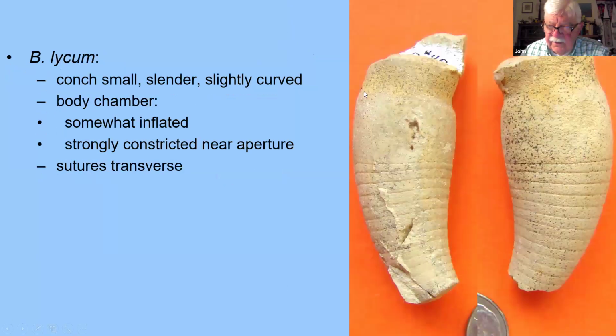Here's licum, as I showed you before. The strong constriction near the aperture defines this guy. Look at how even the chambers are in that. It's kind of cool. It's a small one, slender, slightly curved, body chamber inflated a bit. You can see that here. Strongly constricted, and sutures are transverse. They don't really do much.